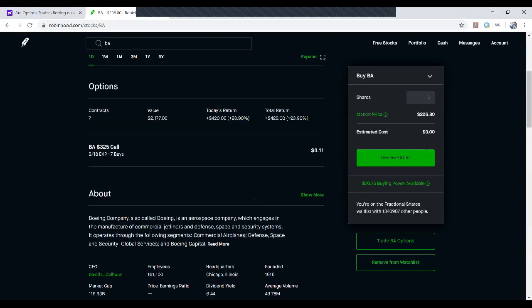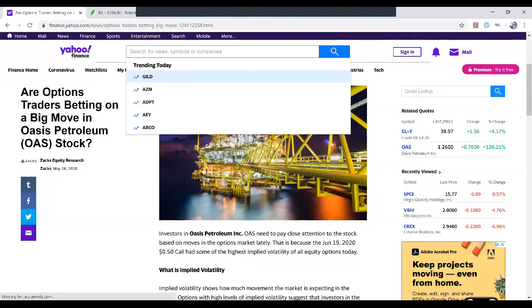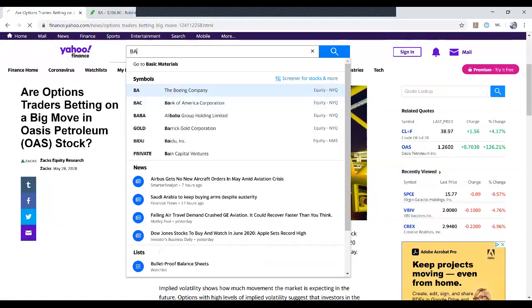But basically, after this, you want to go to Yahoo News. You search in the symbol BA, right?